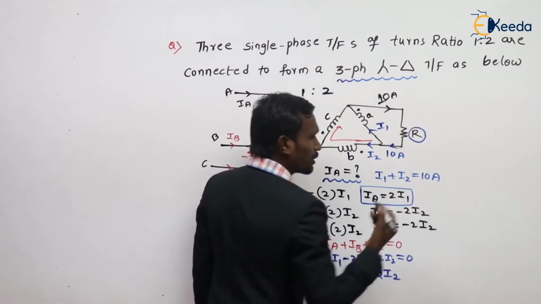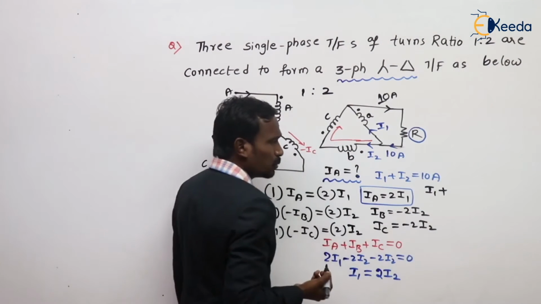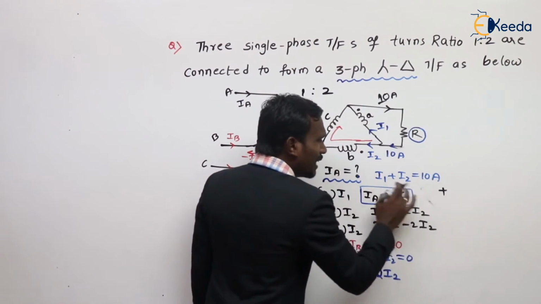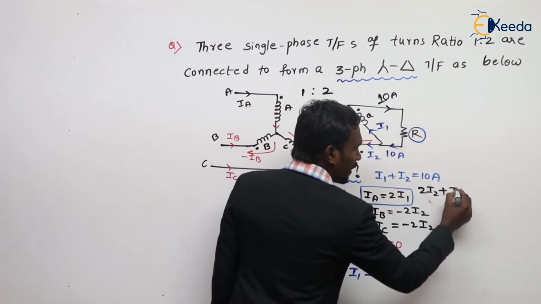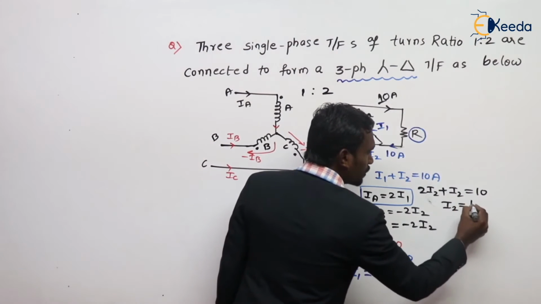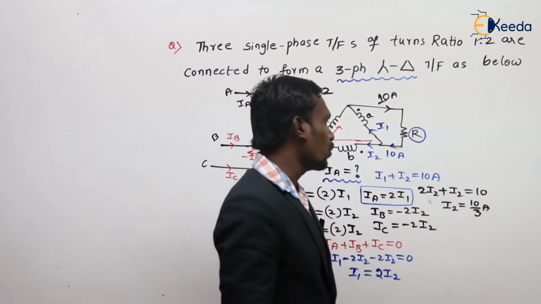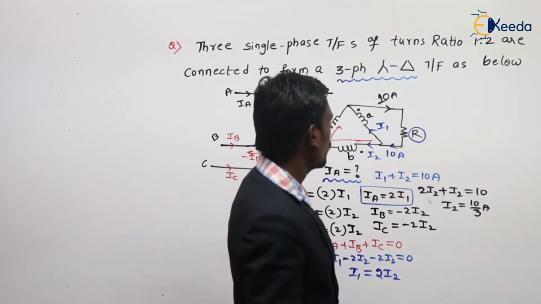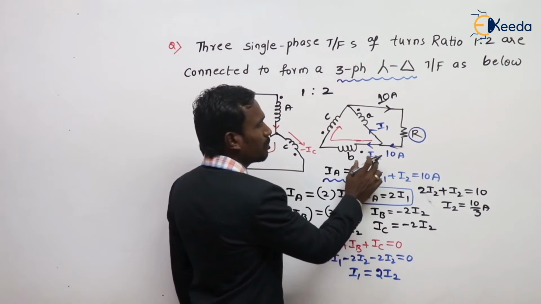And now let's see here. I1 plus I2 is equal to 10 amperes. But what is I1 here? What is I1 that we calculated? I1 is equal to 2I2. 2I2 plus I2 is equal to 10 amperes. So I2 is equal to 10 by 3 amperes. We got I2. So I2 is equal to 10 by 3.